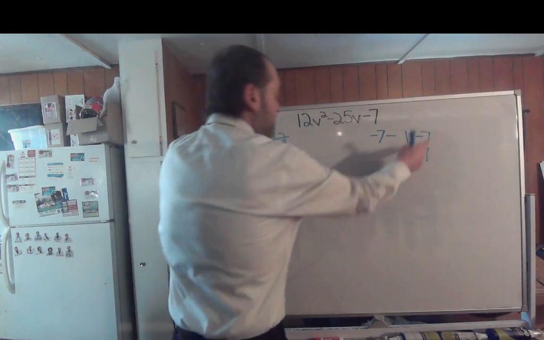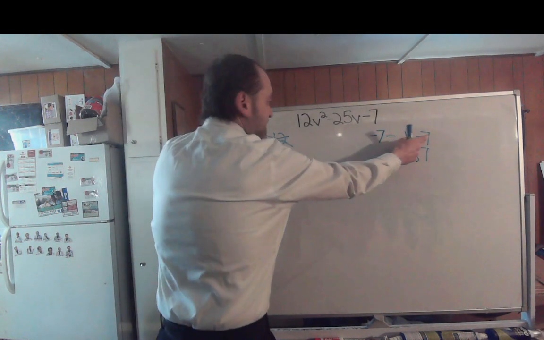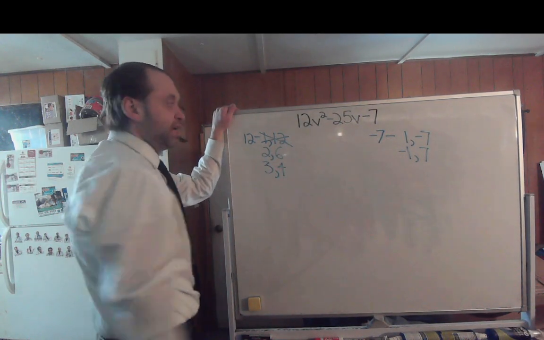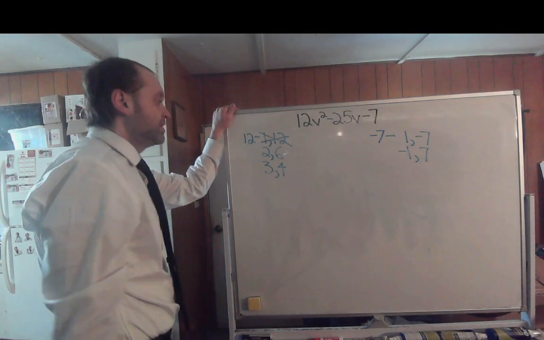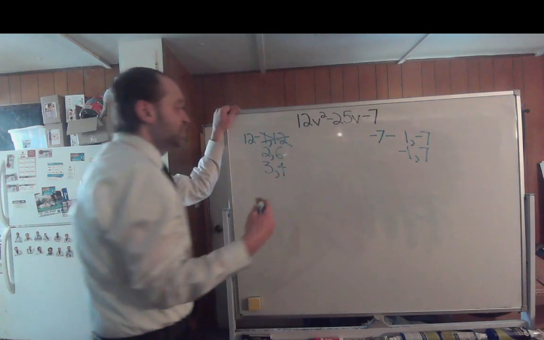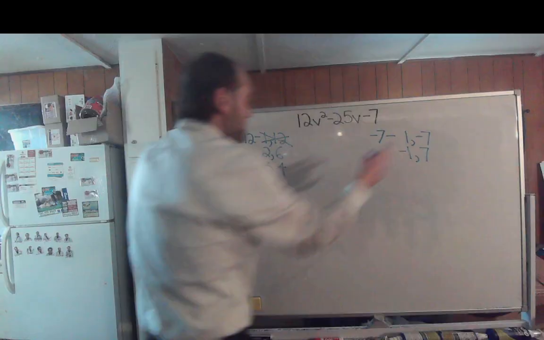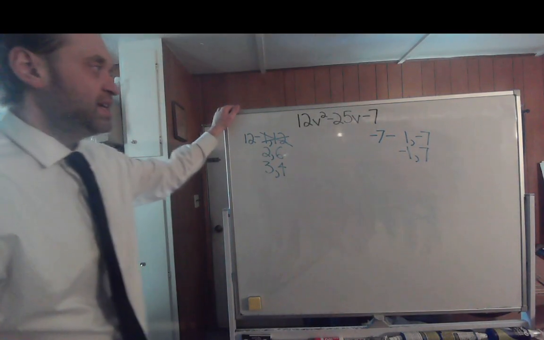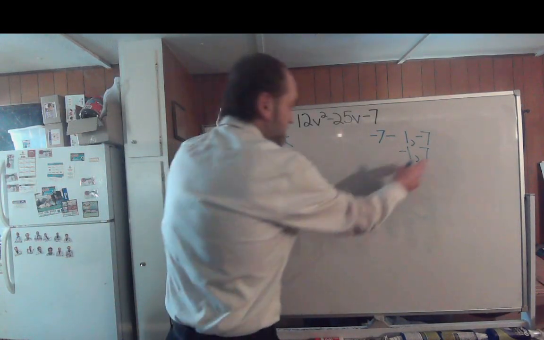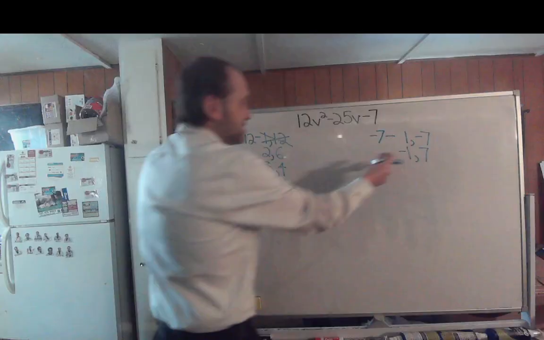6 times negative 7 is negative 42. Then if I just added 2, that gives me negative 40. That puts me nowhere near negative 25. Now if I, let's see, 6 times 1 is 6, plus 2 times negative 7 is negative 14. 6 minus 14 is negative 8. That doesn't work. 6 times 7 is positive 42. The minus 2 would give you 40.